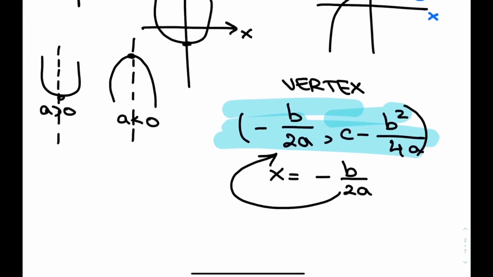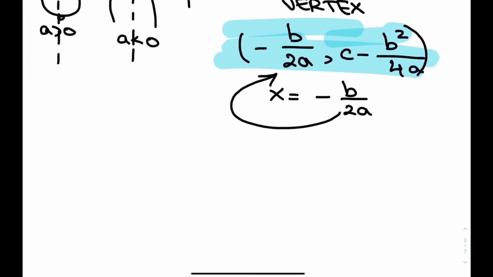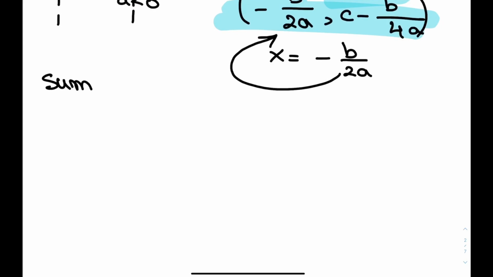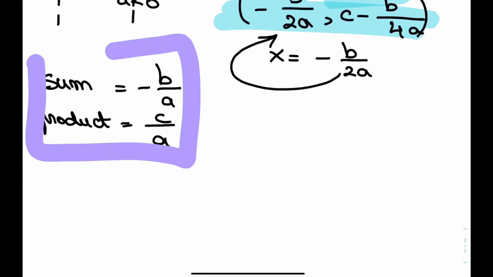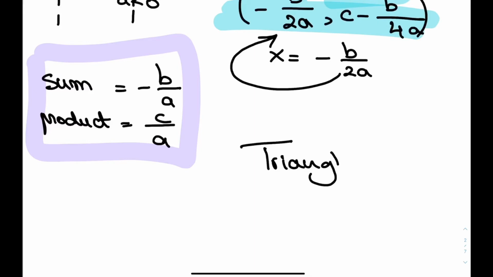Okay, now let's talk about the sum of zeros or roots. It will be minus b upon a, and the product will be c upon a. These are also known as the relations of Viète, if you know it. Alright, now let's go to triangle trigonometry. Triangle trigonometry.